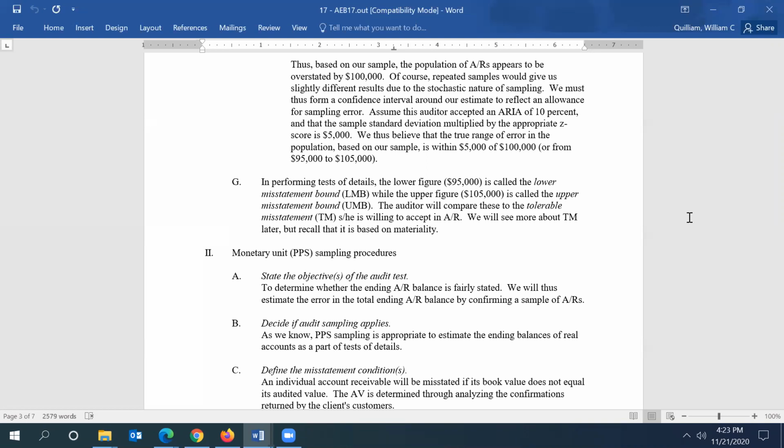And the auditor will compare these to the tolerable misstatement he or she is willing to accept in accounts receivable. We'll see more about tolerable misstatement later. It's based on materiality. In other words, it's the maximum amount of error that we will accept in the population. So up here, this tolerable misstatement, the amount of misstatement that we will accept in the population.